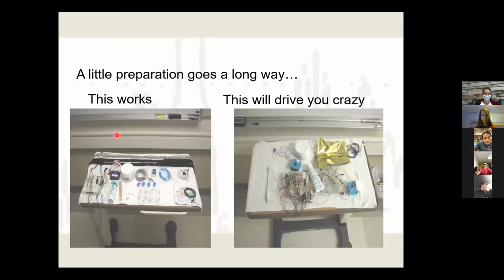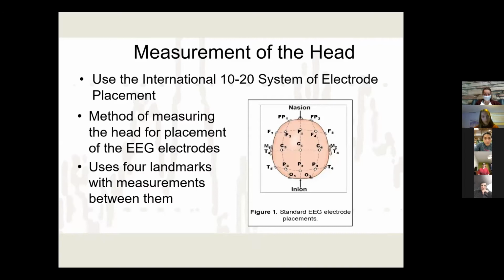You can see this is a really nice prep. You have all of your materials, everything's laid out nicely. Your life will be miserable if you try to do a hookup and your table looks like this. And I know all the materials seem confusing, but once you actually are in the lab doing a hookup, it'll make a lot more sense. And we'll go through what you need for each step as we go through this presentation.